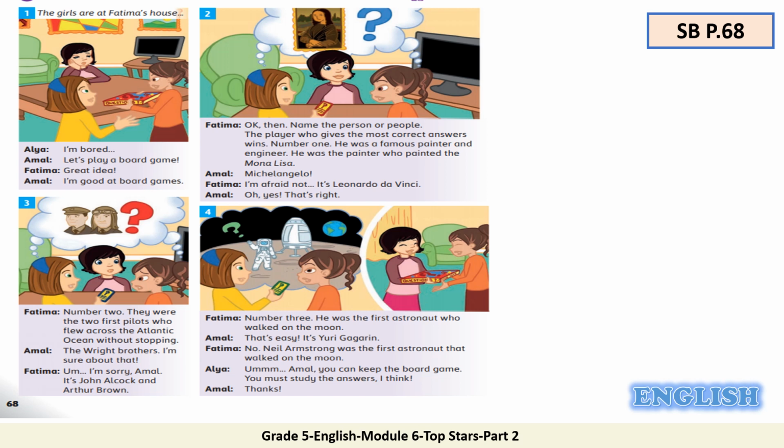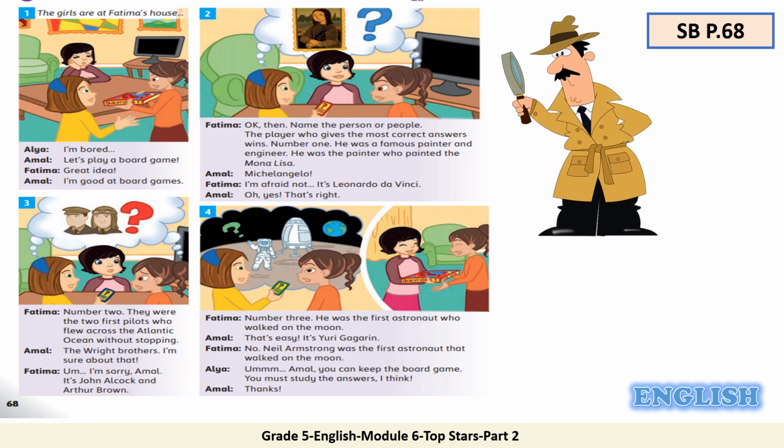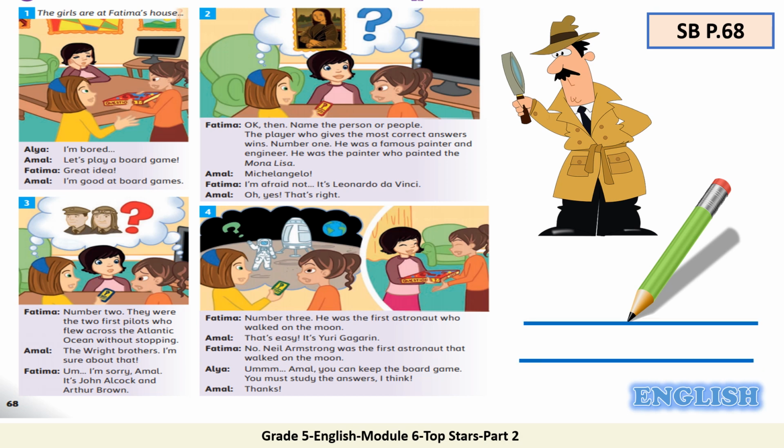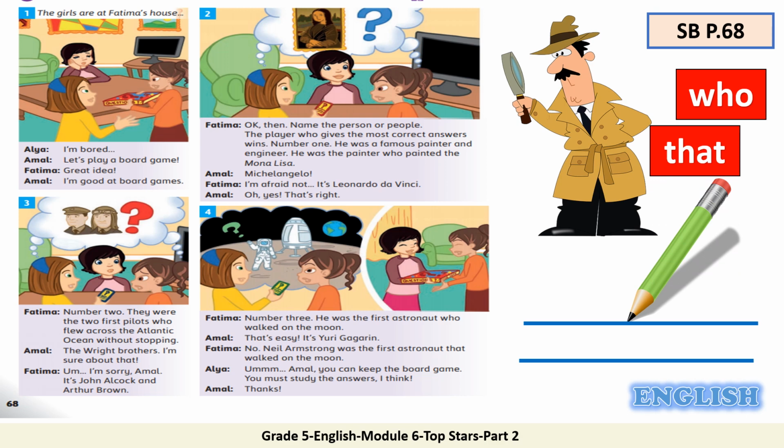I want all of you to open student book page 68 and be a detective for a while. Hold your pencils. You will underline all the sentences that have the relative pronouns who and that. You can start with frame number 2. He was the painter who painted the Mona Lisa. Move to frame number 3. They were the two first pilots who flew across the Atlantic Ocean. Frame number 4. Neil Armstrong was the first astronaut that walked on the moon.